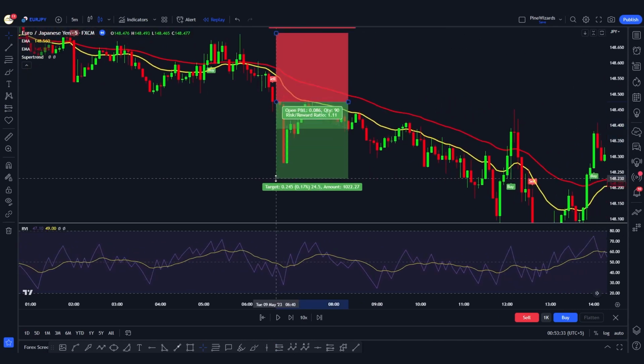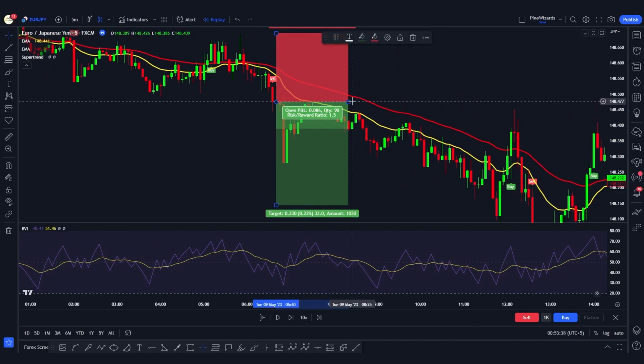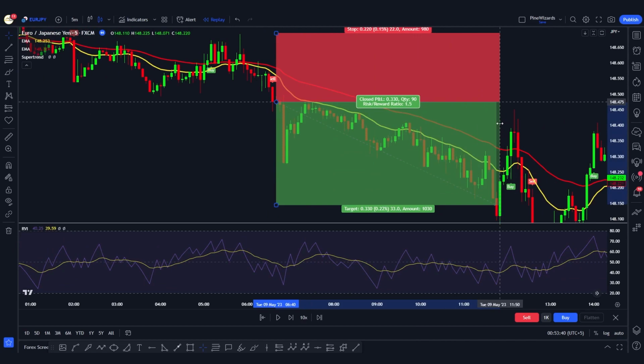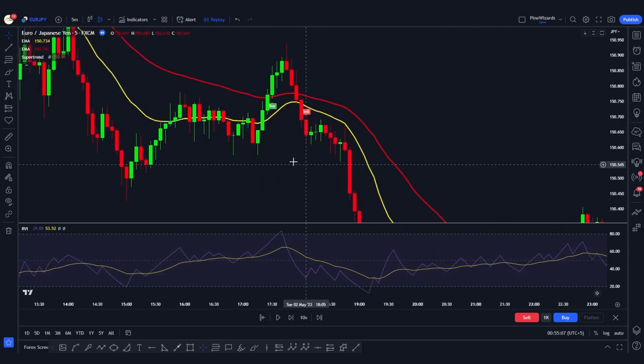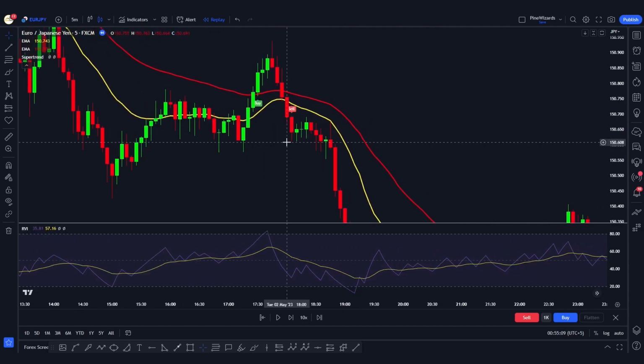So let me just go ahead and set our take profit level, and as we can see here, our take profit level would be somewhere around here. And let me just move the market forward, so we can see our take profit level has been hit here, and this trade is a profit of 1.5 risk to reward ratio. Now let's go ahead and take a look at another example of taking short positions.